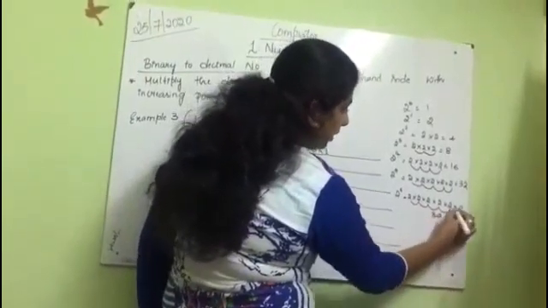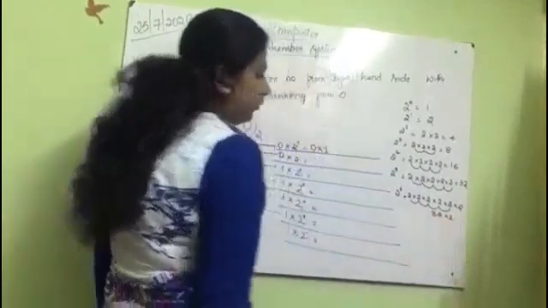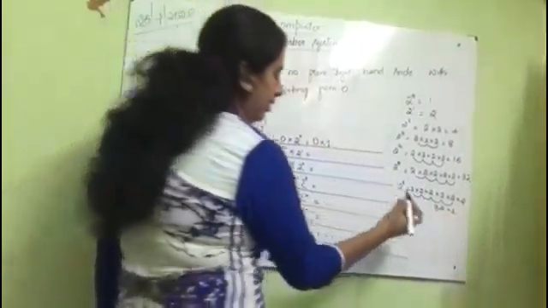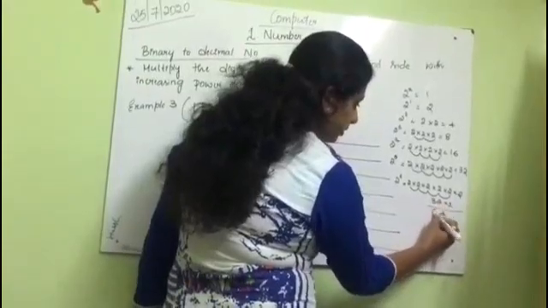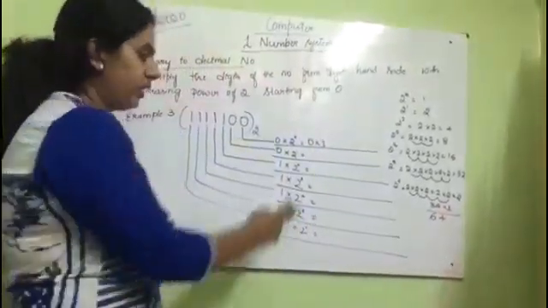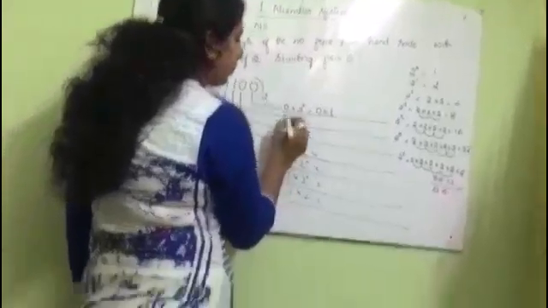And the last value is 2. If you find difficulty in multiplying, you can multiply it like this. What is 32 into 2? 2 2s are 4, 3 2s are 6. 64. Now write the values here.